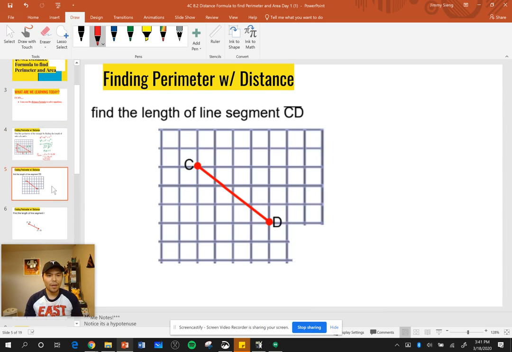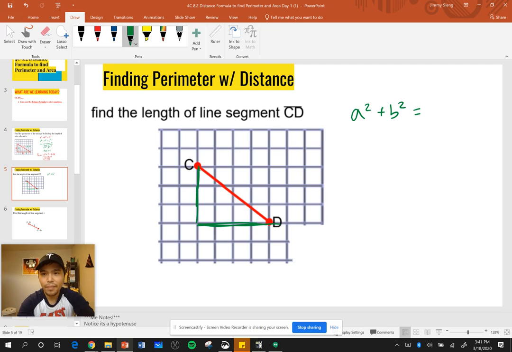Okay, let's make it a little bit harder, where I take away that triangle and just give you the length of this line segment, segment CD, right? If I look at this, well, there are no numbers there, so that's kind of an issue. But if you look at it, imagine it creating a right triangle. If I create that right triangle, I know that a right triangle always means the Pythagorean theorem. So a squared plus b squared equals c squared.